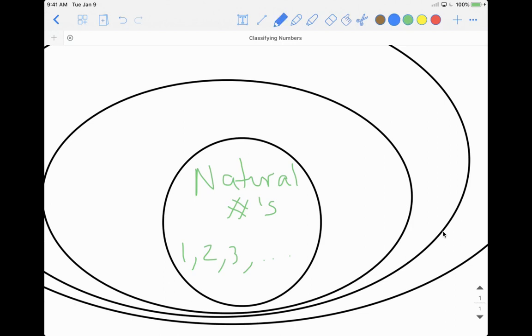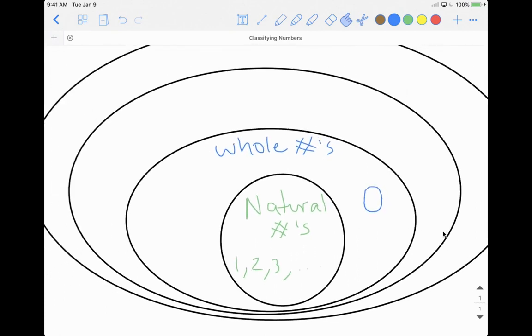Then as we move outwards, right? So we started adding more different numbers to it. We get to our whole number set. And those are all of your natural numbers, right? So all of your counting numbers. And then you just got to add 0 in there. Right, so that's the only difference there.